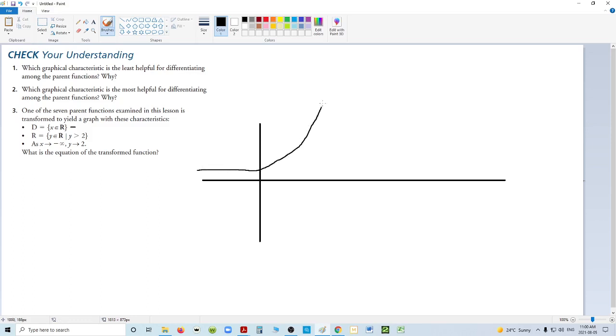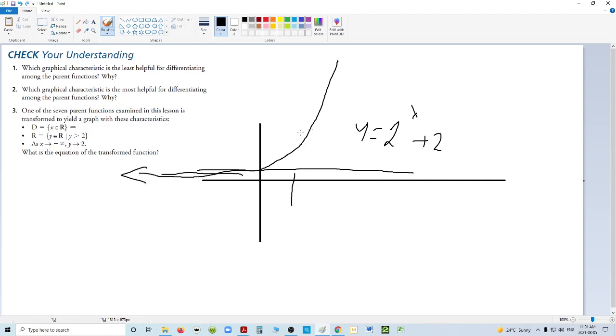Now I'm going to say it's y is equal to 2 to the x plus 2. So that would raise the value of its asymptote up 2, which means y is always bigger than 2, it never touches 2, and as x approaches negative infinity, y approaches 2. So you can see way over here on the left, it's trying to reach the 2 but never gets there.